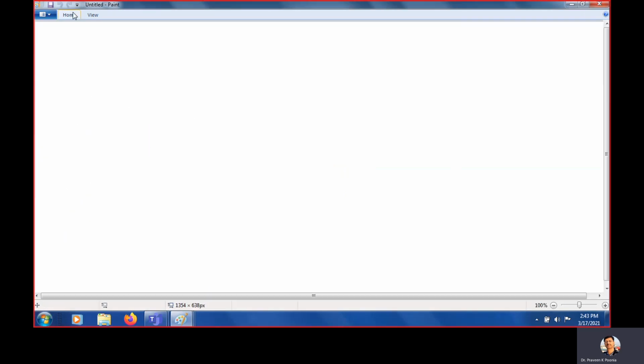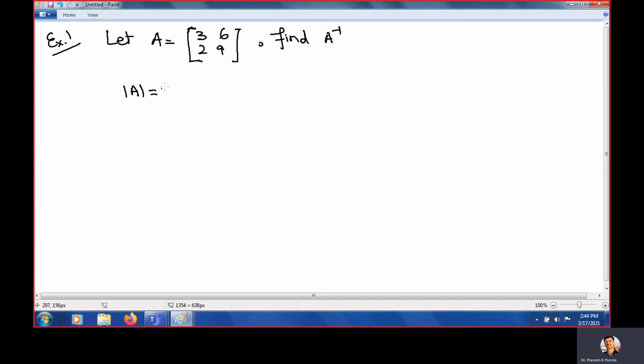Now we'll move to some questions. Example number 1. Let A equal 3, 6, 2, 9. Find A inverse. So what is step number 1? Find the determinant of A. The determinant of A is what? 3, 6, 2, 9, and multiply these two: this and this. 3 into 9 minus 2 into 6.